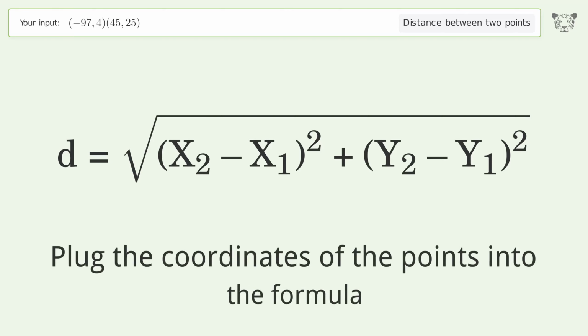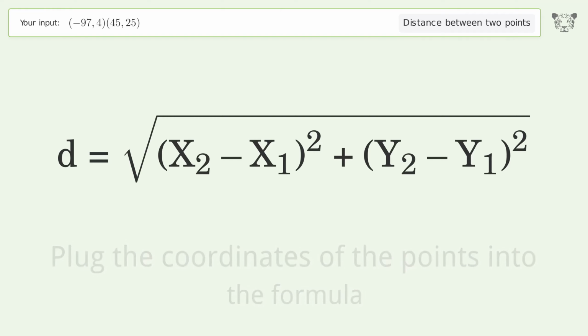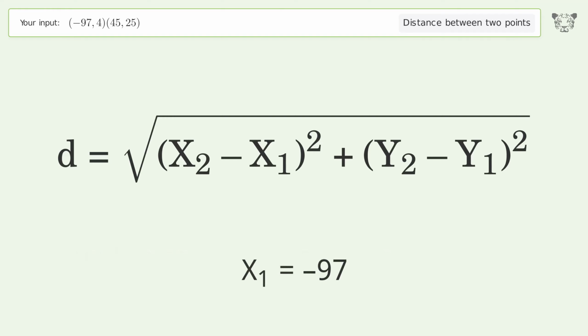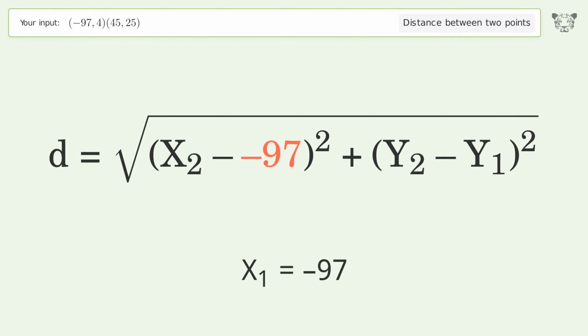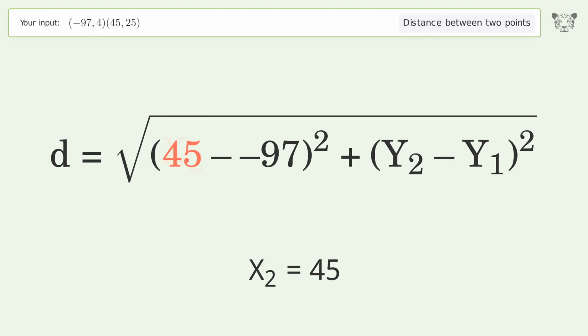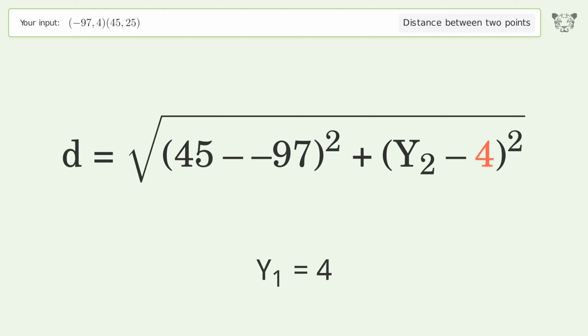Plug the coordinates of the points into the formula. x1 equals -97. x2 equals 45. y1 equals 4. y2 equals 25.